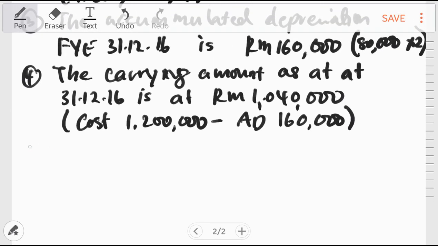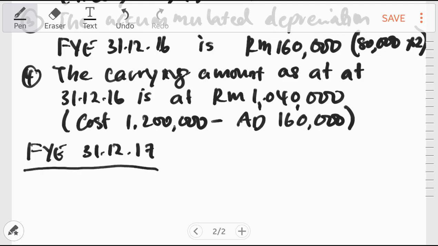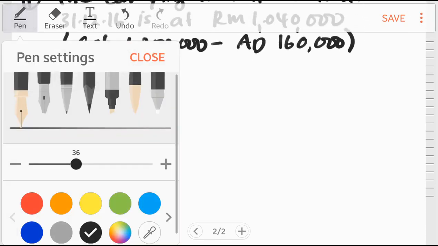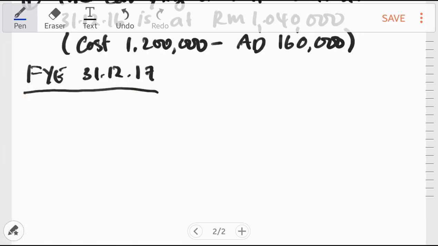Now we move on to the second year, 31st of December 17. This is the year that you have your replacement. So to differentiate, I use blue. So you repeat again the same thing. Number one, the beginning balance. On 1st of January 2017, you mention what happened.